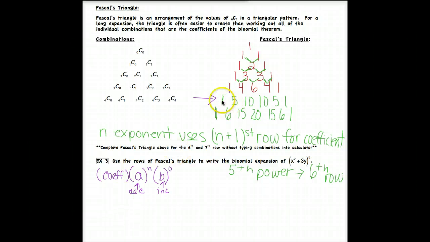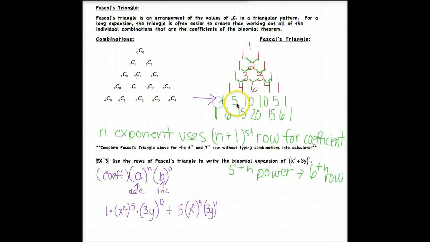So we start off, my first coefficient is 1. So 1 times my a term, which is x squared, to the high power, so it starts out at 5, times my b term, which is 3y, to the 0. So that's my first term, plus. Then the next coefficient in the row is a 5. My a term, x squared. Now this is going to decrease. My 3y power is going to increase.